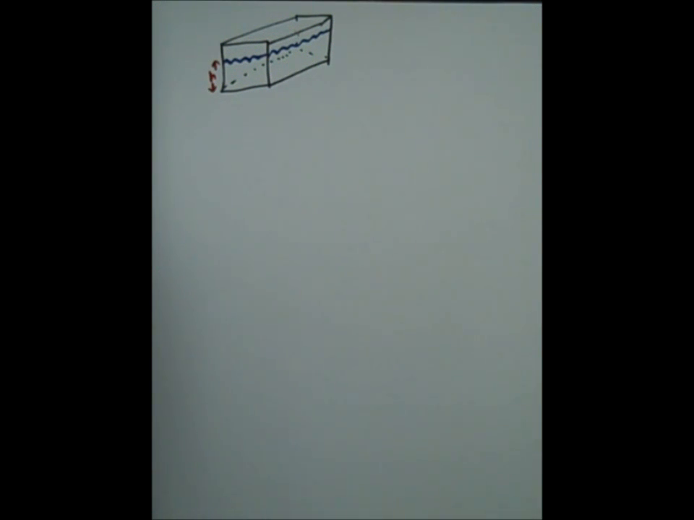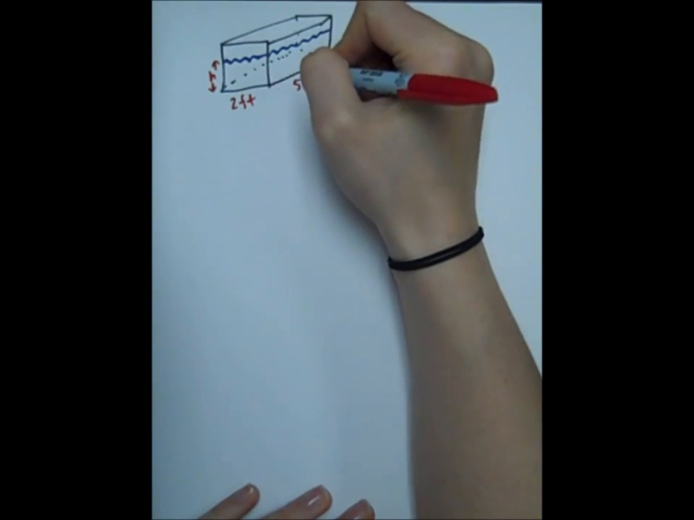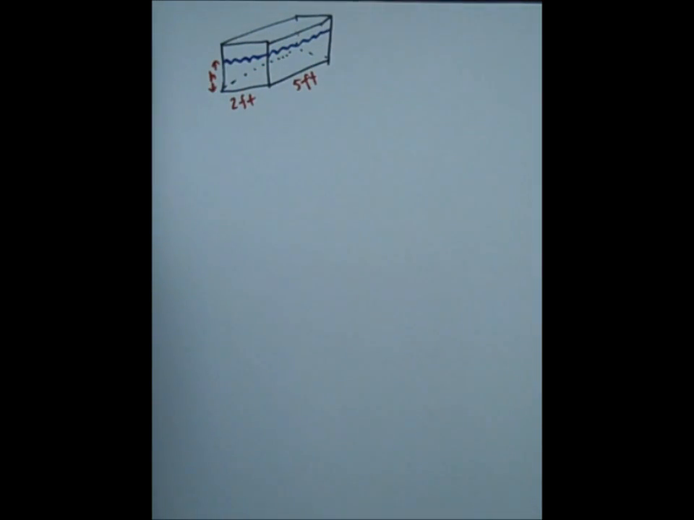What else do we know about this picture? Well, we also know that the base of the bathtub is 2 by 5 feet. That's not varying in our problem. The size of the bathtub is not changing. The only thing that's changing is the height of the water.